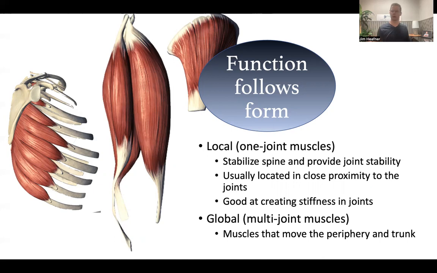So the local one joint muscles, they are important for stabilizing the spine, providing localized joint stability, and they're great at creating stiffness around joints, to almost guard and protect, or to help bring deep stability within the joint. So you have that, and then you have these longer, more global muscles like the tendons of the hand, which run all the way from here down past many joints of the hand. And that is more important for a combination of movements. And so those help move, position, and organize the periphery and the trunk of the body.